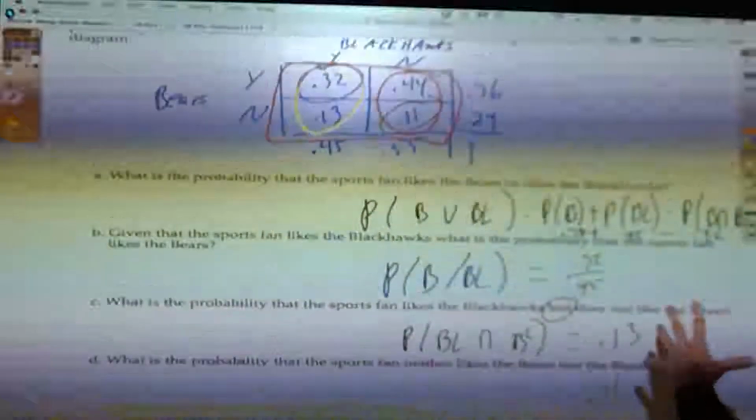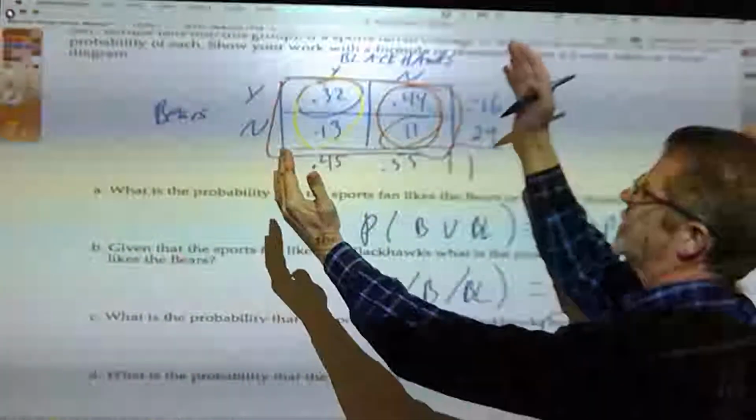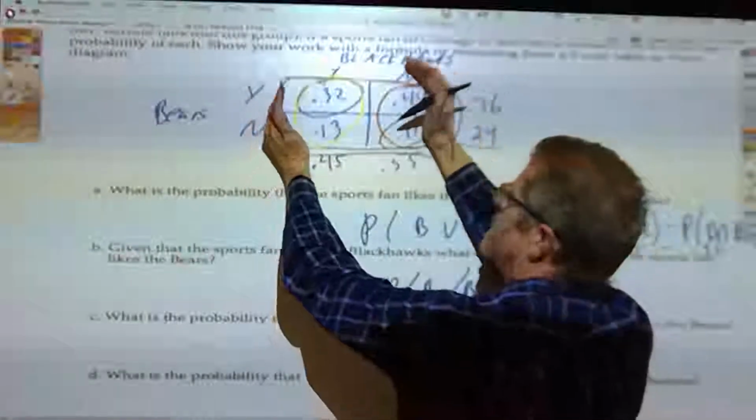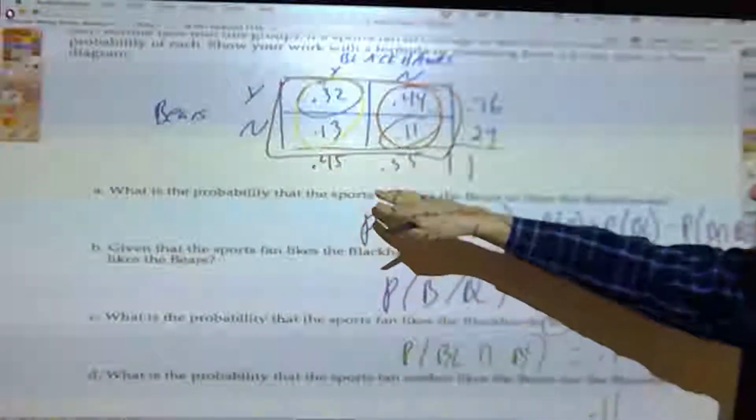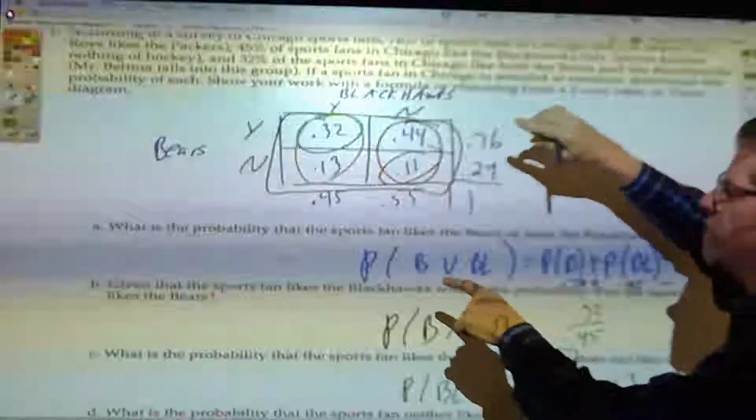Here we take out the heat gun. Let's shrink the universe down to the liking the Blackhawks sub-universe. And that we have in yellow. We shrink the red down to yellow, which is only 45% of the original. And the probability of liking the Bears given liking the Blackhawks is 0.32 over 0.45.